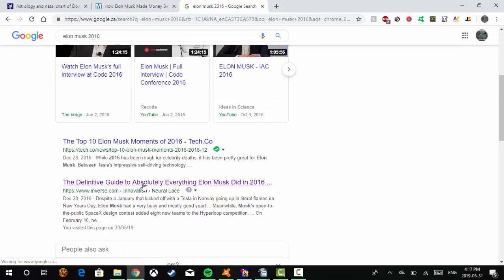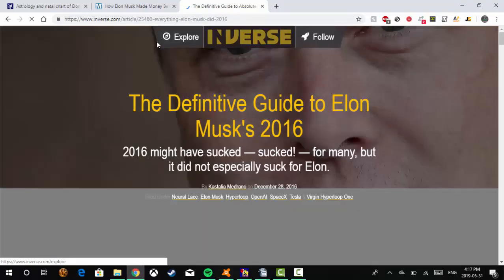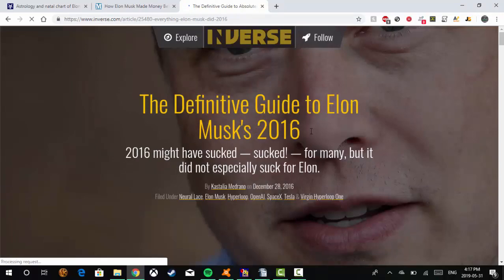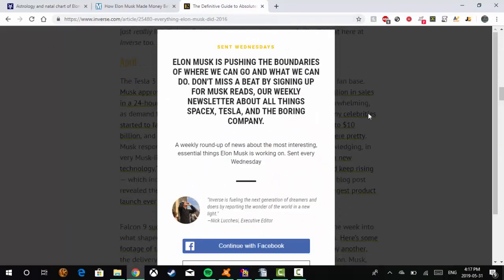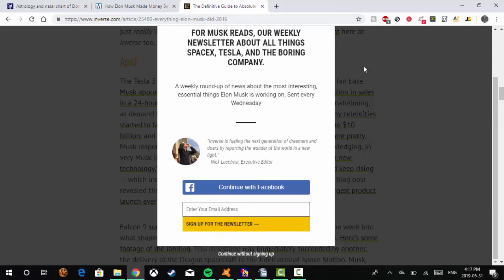The definitive guide to absolutely everything Elon Musk. That's pretty funny. 2016. Okay. And so I know right off the bat what I want to look for here. Oh my God. Hate these ads.